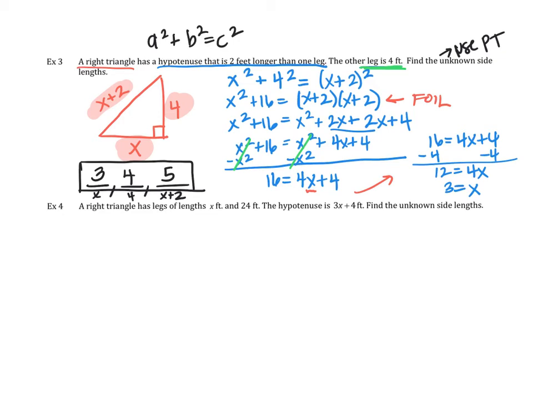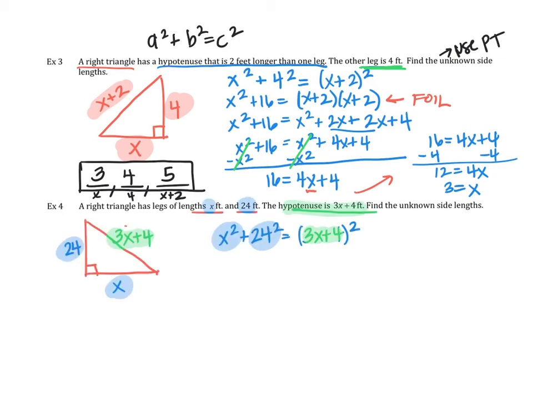So what I'd like you to do on the next one, for example 4, is set up the diagram and set up the Pythagorean theorem. And then we will discuss how to solve. So once you have the triangle drawn and you have your equation, the first line written out, unpause the video. Okay, so I have my triangle drawn. I have my equation set up.